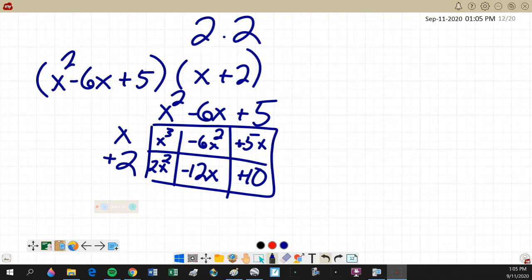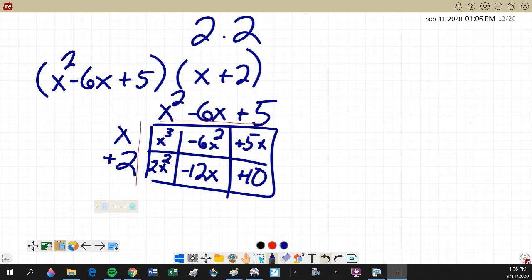So, look at how the box is arranged. X to the third, x squared, x. We go down to the next row, x squared, x, constant. Okay? That only happened because these are in order. And this won't apply today, I don't think, but we didn't skip any variables. We didn't go from an x squared to a constant. Okay, that's going to be important later.